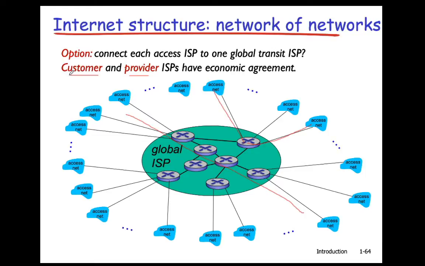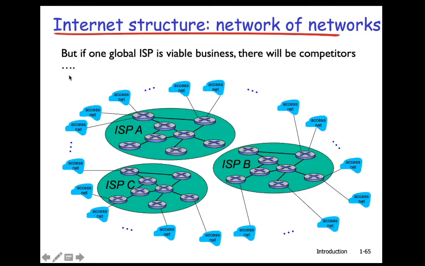And when business is profitable, you see competitors. So now we have not just one global ISP, but multiple global ISPs. So A, B, C here are three global ISPs. They're competitors, but unfortunately they also need to collaborate. Because just like the access nets, they need to be interconnected so that they can serve the end systems, their customers. ISP A, B, C will also need to interconnect so that they serve their customers, the access nets. All right, so they must interconnect.